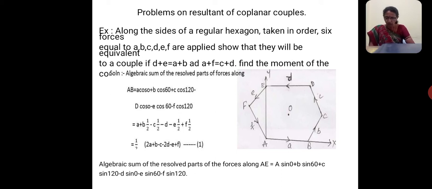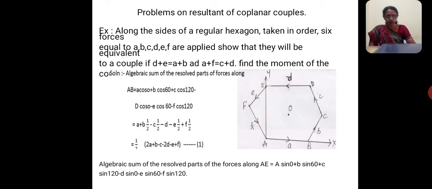Observe the figure. Solution: the algebraic sum of the resolved parts of the forces along AB equals A cos 0 plus B cos 60 plus C cos 120 minus D cos 0 minus E cos 60 minus F cos 120. That equals A plus B into 1 by 2 minus C into 1 by 2 minus D minus E into 1 by 2 plus F into 1 by 2. Taking 1 by 2 as a common factor, the remaining terms are 2A plus B minus C minus 2D minus E plus F. Complete the bracket. This is equation number 1.